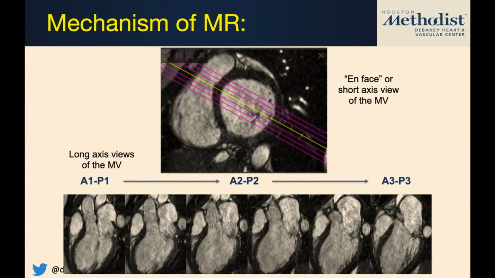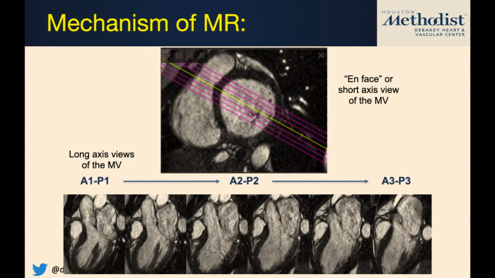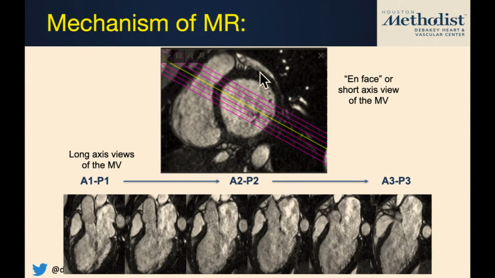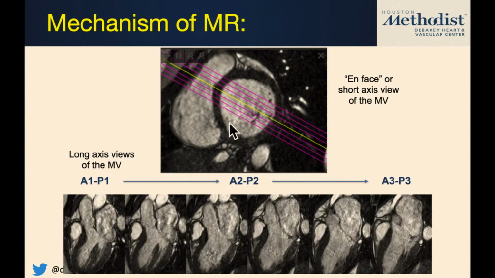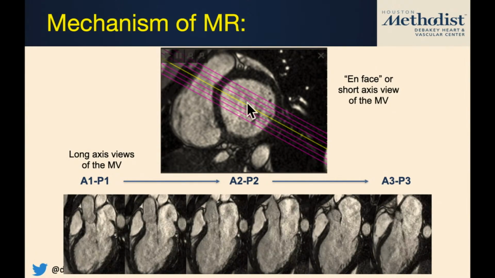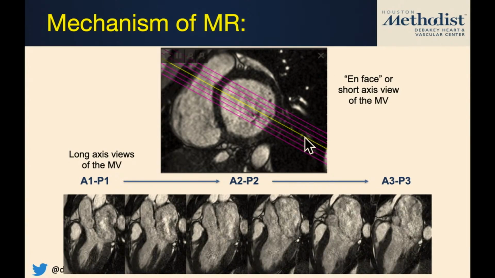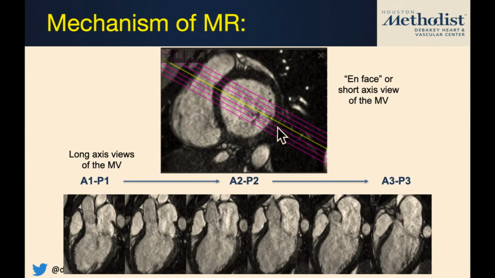The goal with CMR is not just to identify the presence of prolapse or the presence of an abnormality of malcoaptation, but also to try to localize it. And here's what you'll typically do. If you look at the short axis view that we do here through the mitral valve, and this middle line that's in yellow here is a three-chamber view.